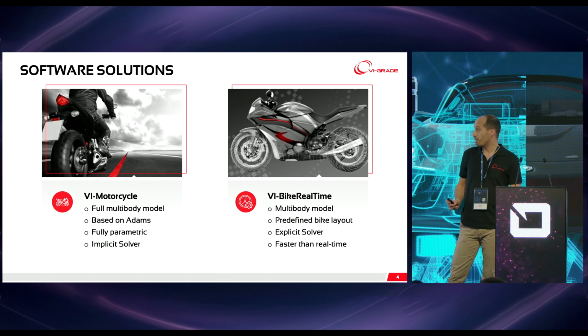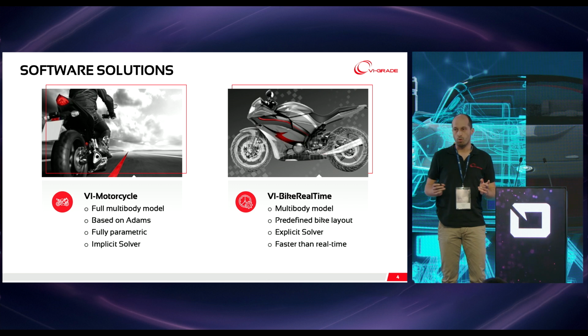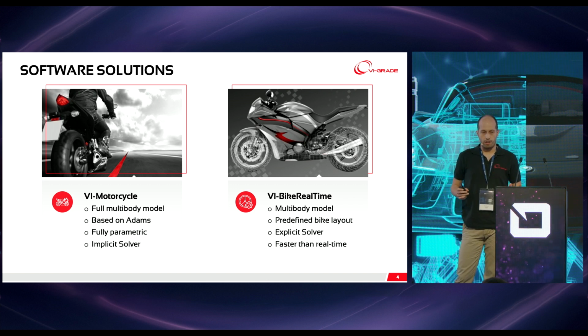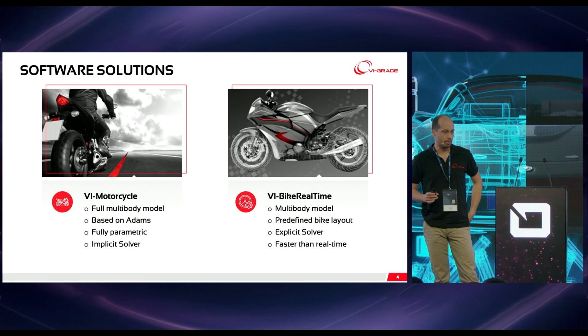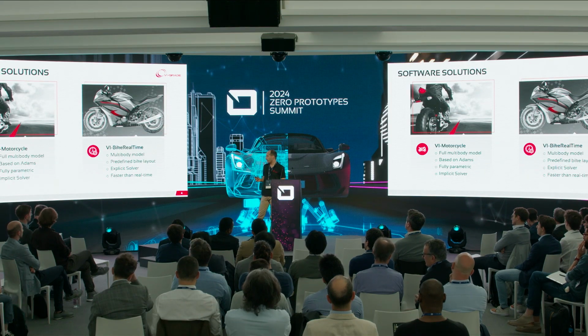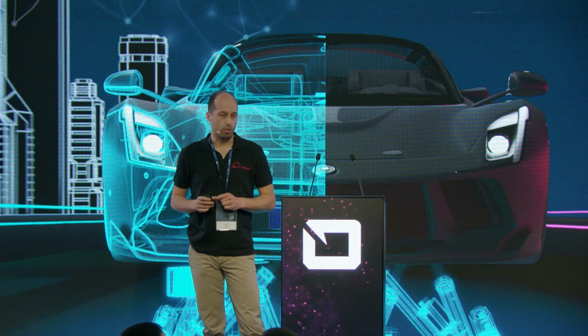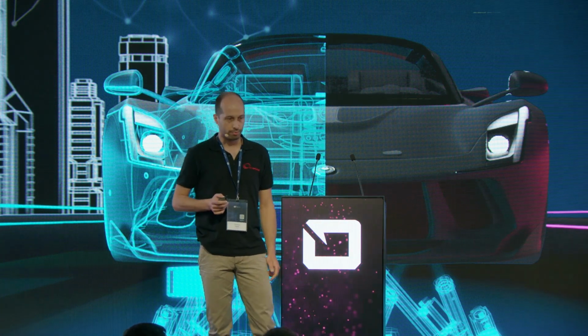On the other side, we have VI-BikeRealTime, which is anyway a multi-body model. It is based on a predefined bike layout. You don't have the possibility to create whatever you want in BikeRealTime, but you have different flavors of predefined bike models that allow you to replicate the bike in the BikeRealTime environment. It relies on an explicit solver, and the strength of BikeRealTime is that it is much faster than real-time to simulate, so it can be integrated in hardware-in-the-loop systems or in riding simulators.